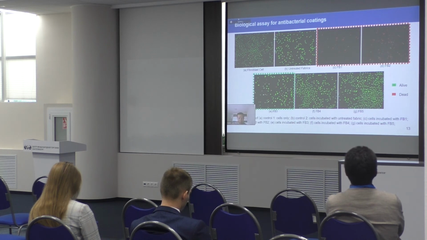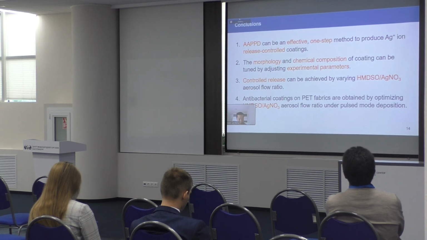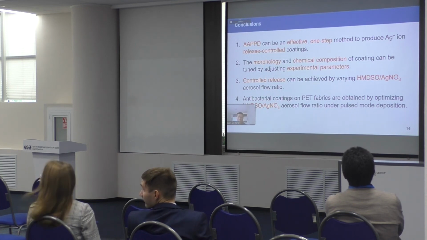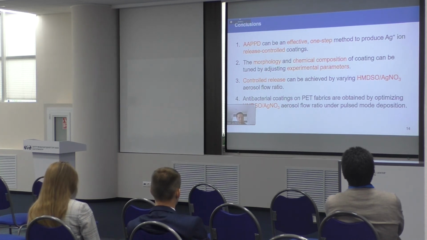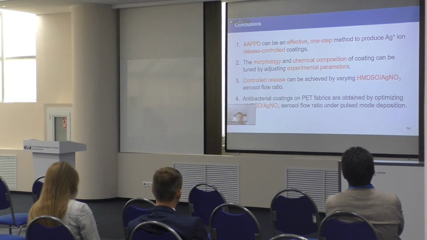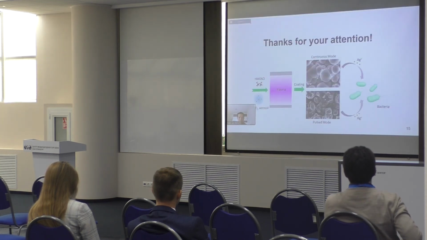So to conclude, this APBD technique can be an effective one-step method to produce silver ion release controlled coatings. The morphology and the chemical composition of coatings can be tuned by adjusting experimental parameters, and the controlled release can be achieved by varying HMDSO and silver nitrate aerosol flow ratio. Antibacterial coatings on PET fabrics are obtained by optimizing HMDSO, silver nitrate aerosol flow ratio, and the pulsed mode deposition. Thanks for your attention, and I'm looking forward to your comments.